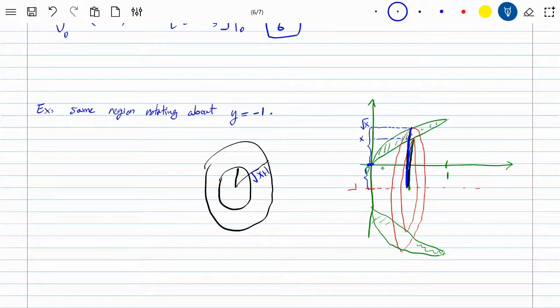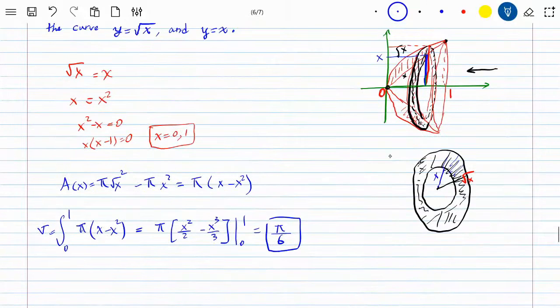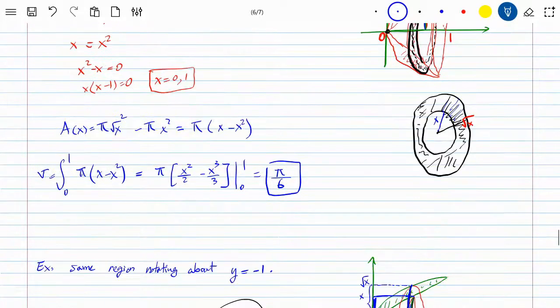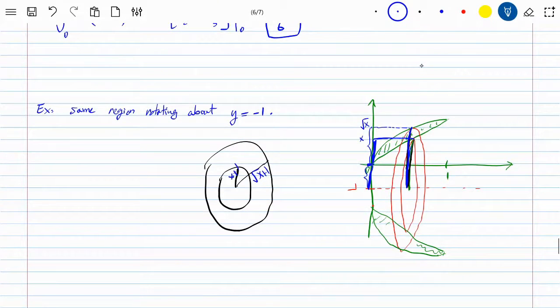The inner radius would be the height up to the x-axis plus this part, plus 1 again. It would be x plus 1. This would be the only difference between this question and the last one. The last one, the distance was from the x-axis, so we got x and square root of x. Now you have the distance from the line y equal to -1, which is going to give you the radius is x plus 1 and square root of x plus 1.